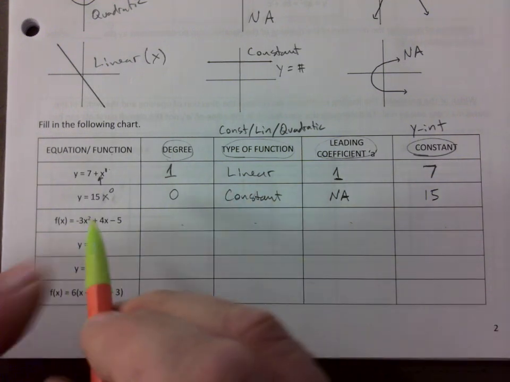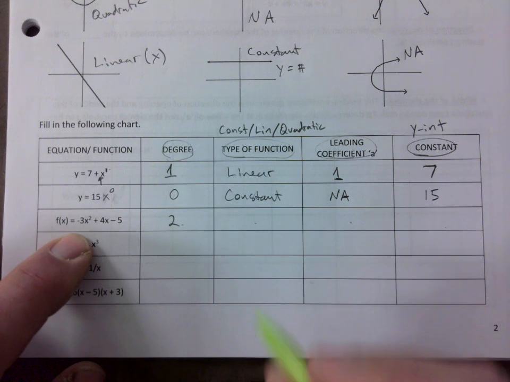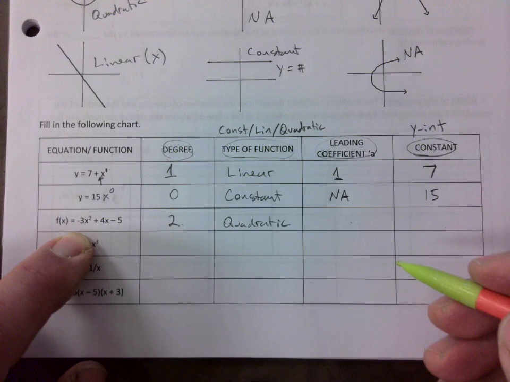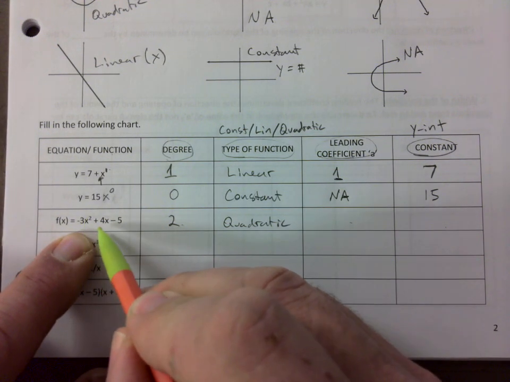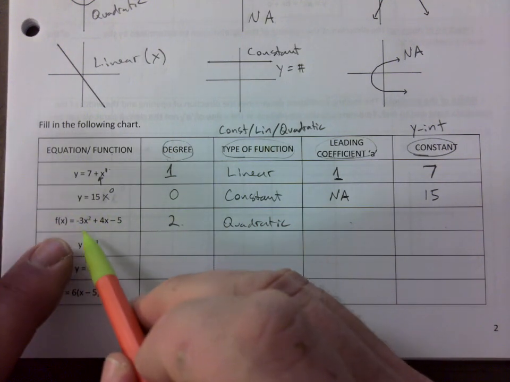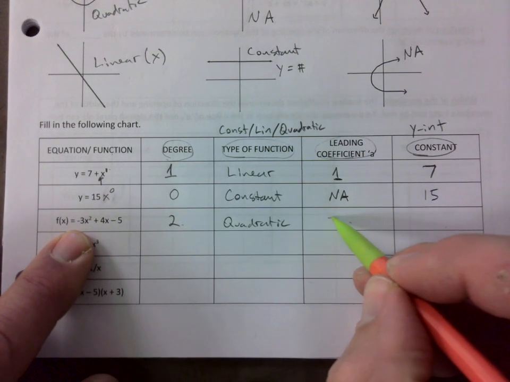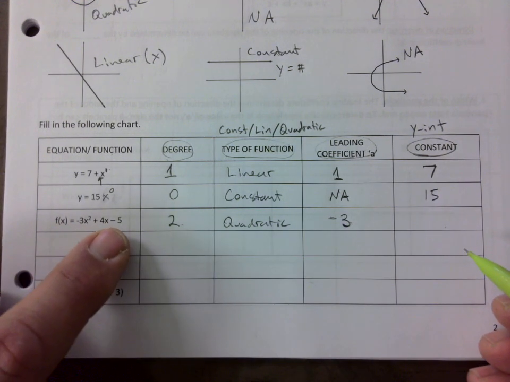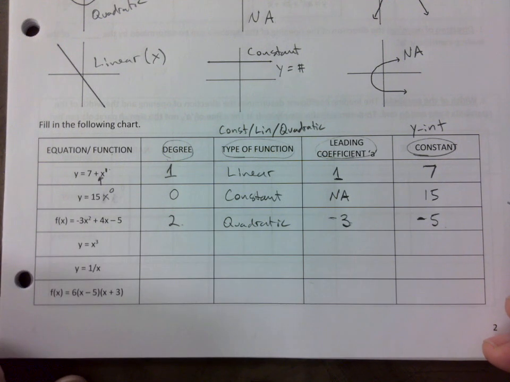So here we go. The degree of this one is 2 because that's the highest exponent. It's a quadratic because that's got the x squared term. The leading coefficient in this case is -3. Just keep in mind the order of these terms could be any way. Now it's nicely x squared, x, -5, right? But it could be different. So the leading coefficient is -3. The constant is just that number in the back, which is -5. And there you have it.